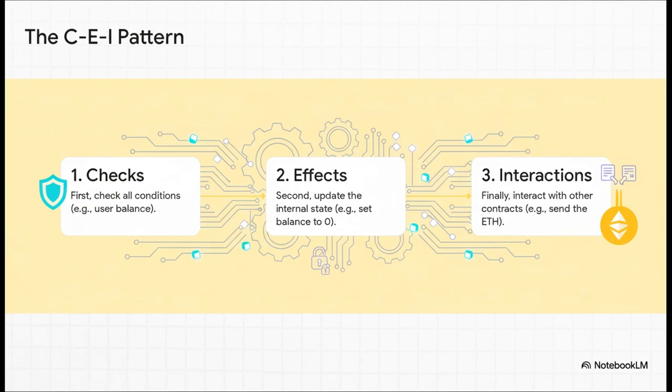You set the user's balance to 0 in your records. And only then, as the very final step, do you have the interaction. You make the external call to actually send the ether. Now, if an attacker tries to re-enter, the vault's records already say the balance is 0. The trick just doesn't work anymore.